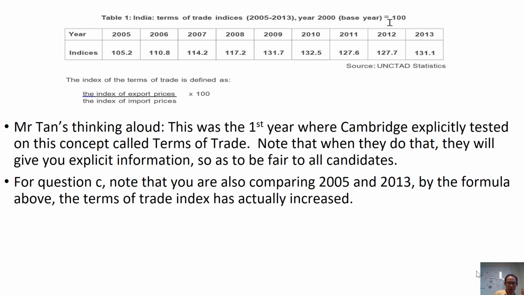If you look back at question C part 1, you are comparing 2005 to 2013. Looking at the numbers, from 105.2 to 131.1, the terms of trade has actually increased. Question C part 1 will test you to suggest two ways in which this can increase. We will teach you how to answer as we go through the next video.